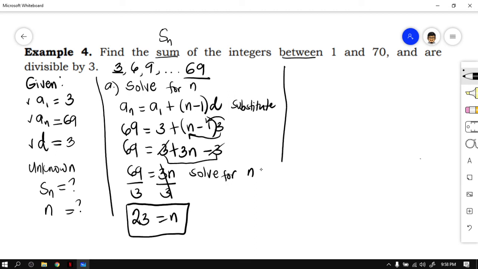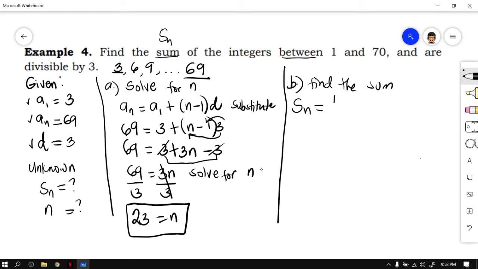We can now solve for the sum. So, find the sum of the first 23 terms between 1 and 70 that are divisible by 3. You have two options. Is it formula number 1 or formula number 2? You have the first term and you have the last term. So, formula number 1 is usable. Can we also apply the second formula? Yes, but the much shorter one is the first formula. So, let's use the first formula.